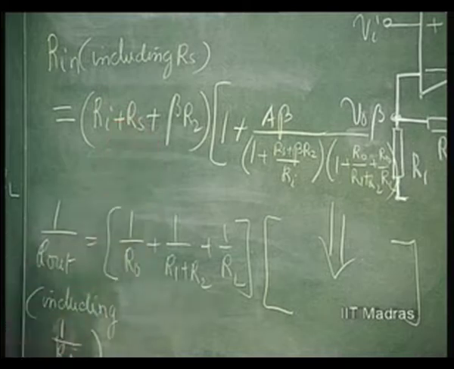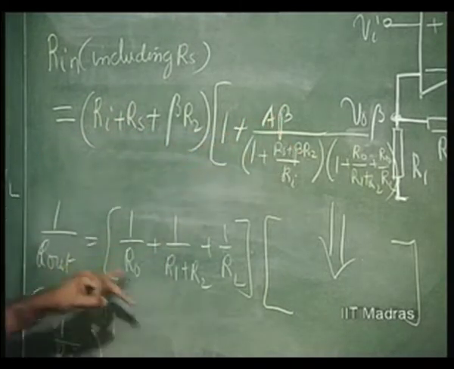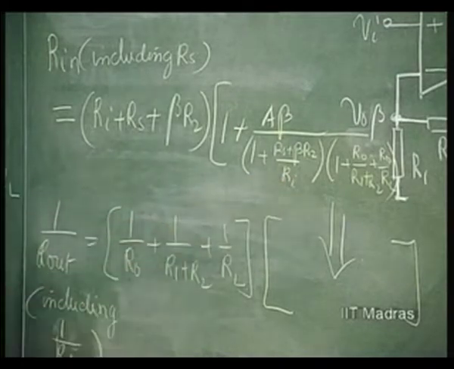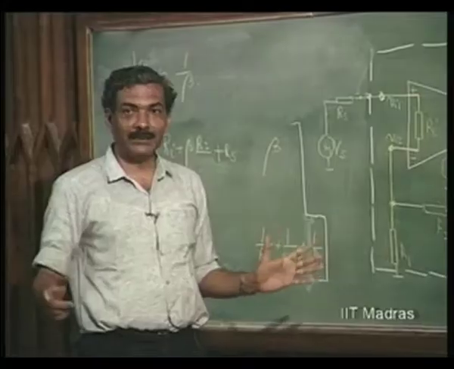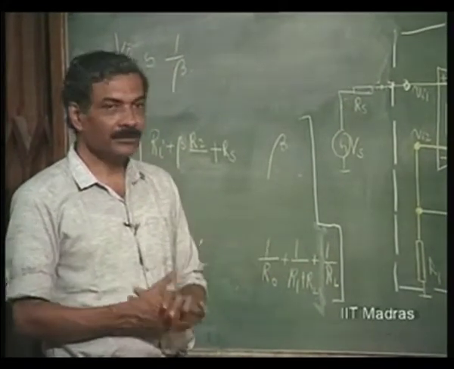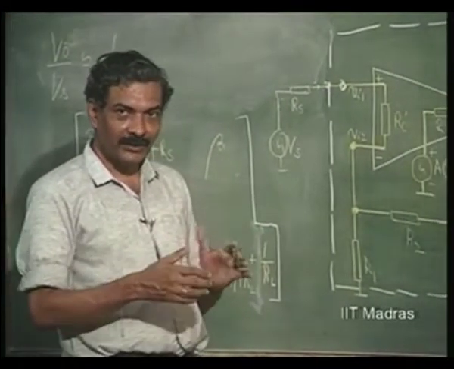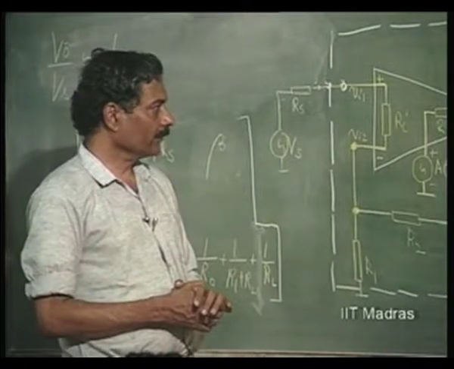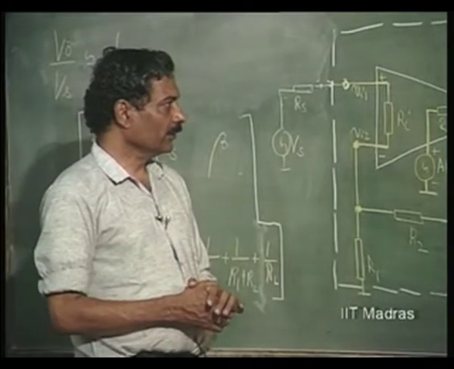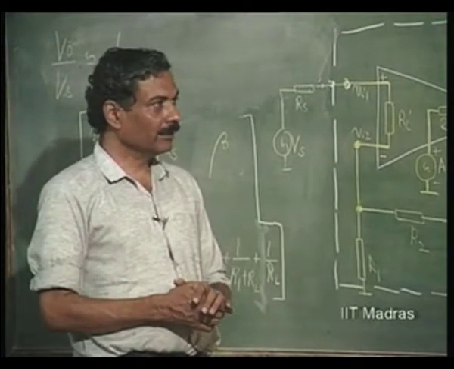So basically Ri gets multiplied by 1 plus A beta, R0 gets divided by 1 plus A beta, and A gets divided by 1 plus A beta, if Ri and R0 were to be made respectively infinity and 0. So this concludes the discussion about H feedback.